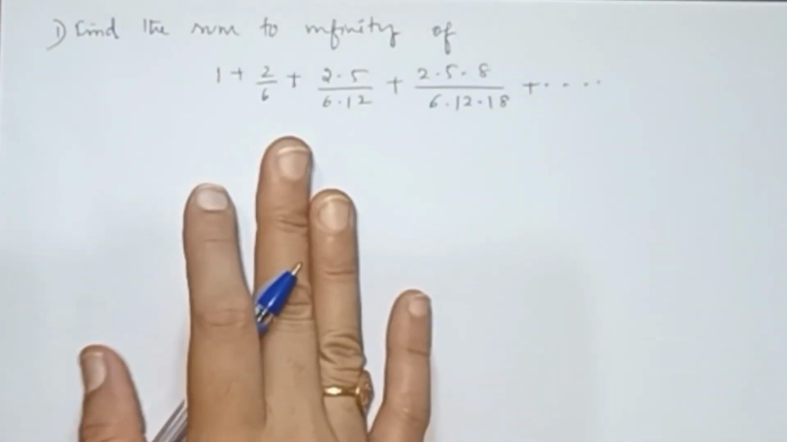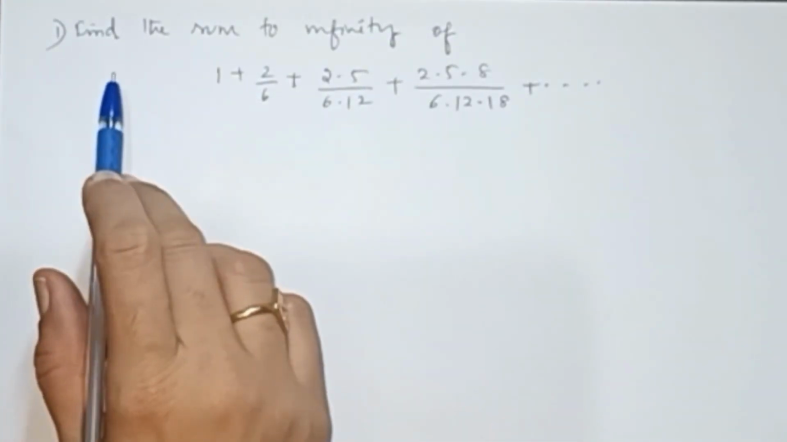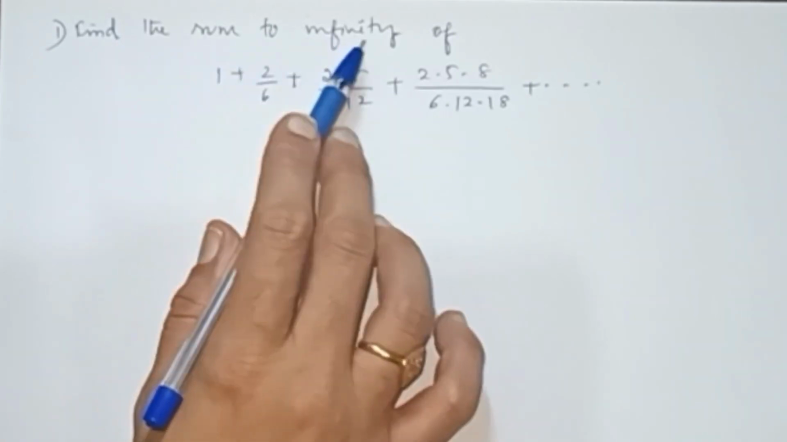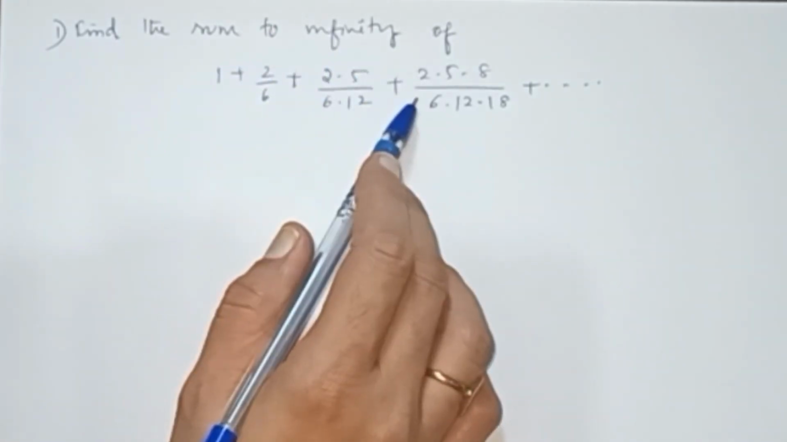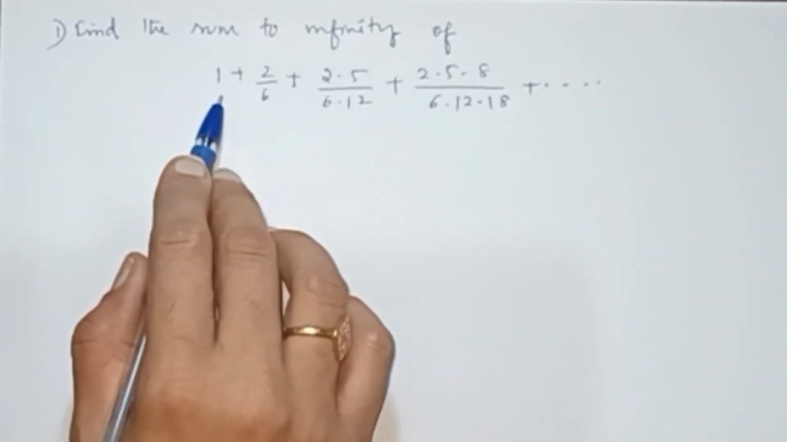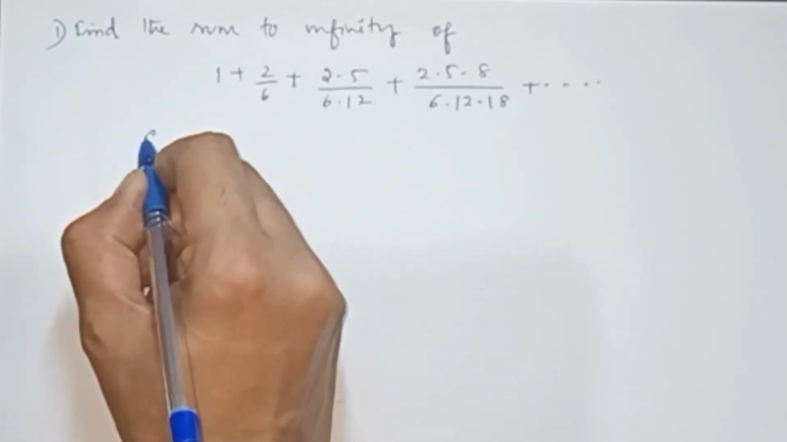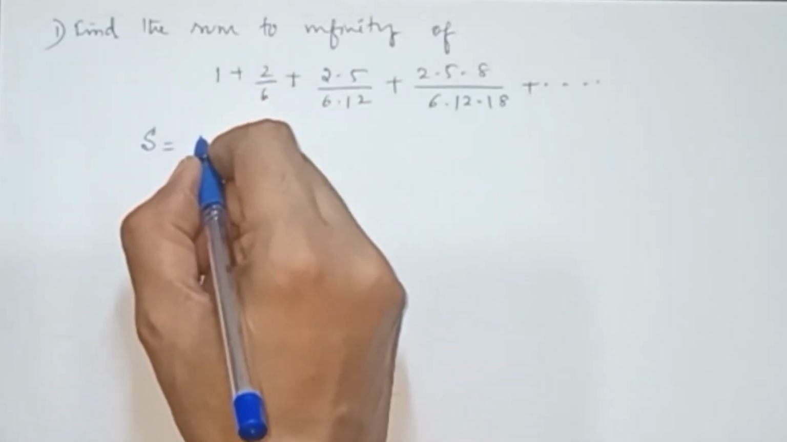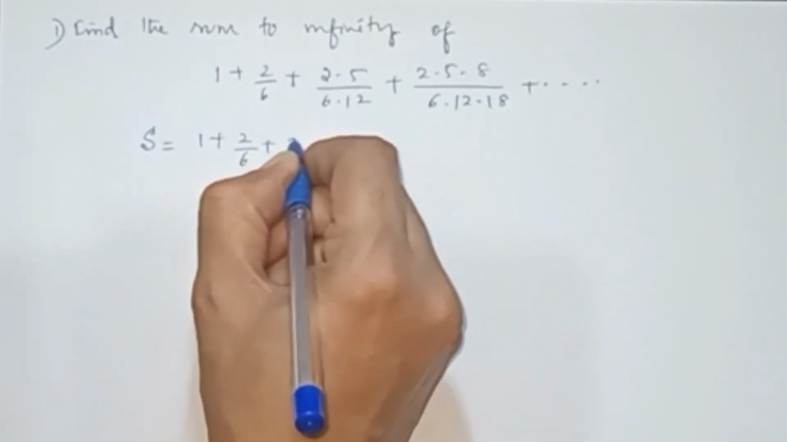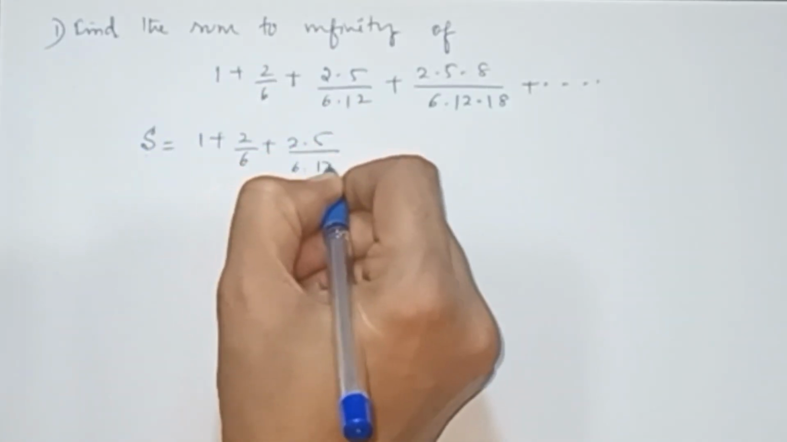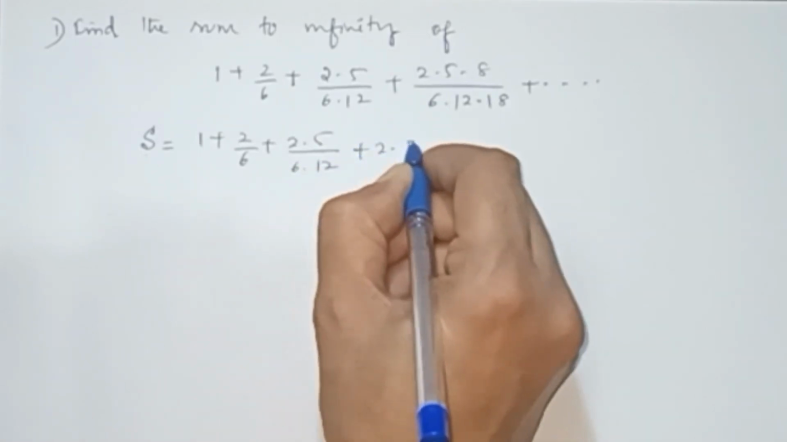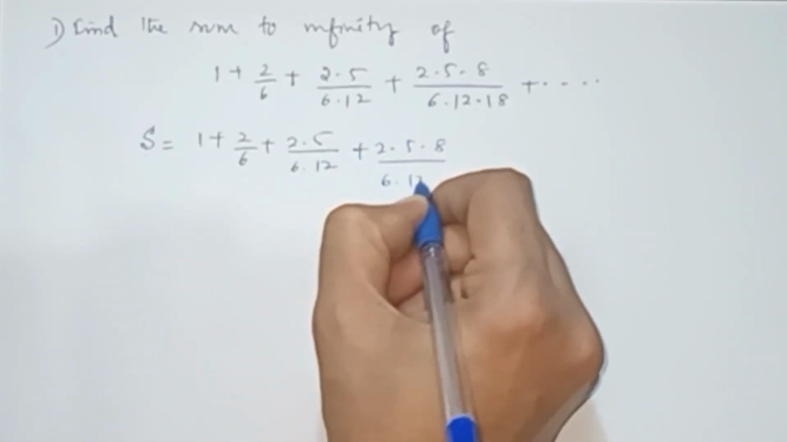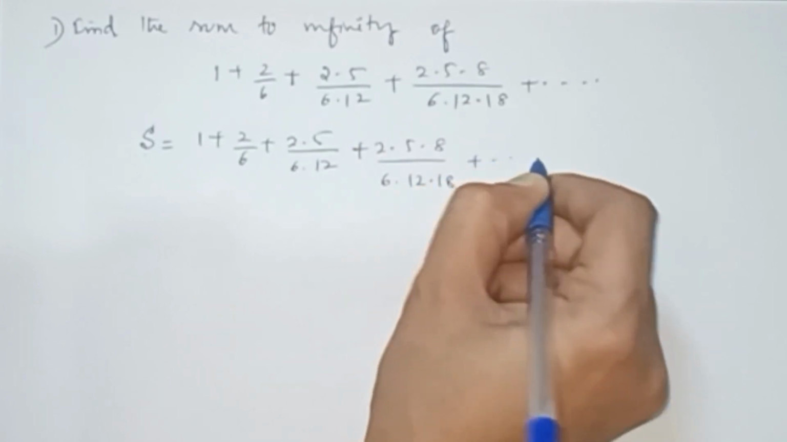With all this basic knowledge, let us go to the problems. Find the sum to infinity of this binomial series. This is a binomial series, so I want to find the sum of this series. Name it as S. 1 plus 2 by 6 plus 2 into 5 by 6 into 12 plus 2 into 5 into 8 by 6 into 12 into 18 plus so on.